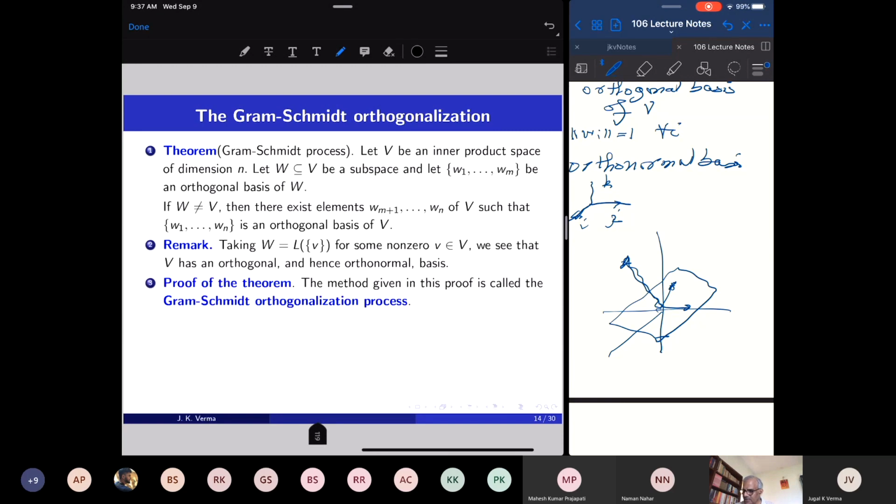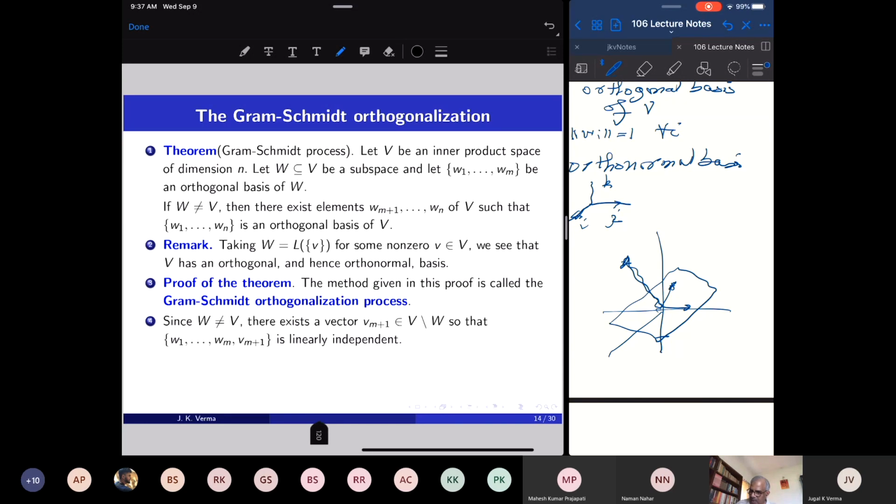So let us see what the algorithm is. This algorithm is called the Gram-Schmidt orthogonalization process. The input is a basis. Output is a basis again of the same vector space, and it will be a set of mutually perpendicular vectors which will form a basis. Okay, so let us begin.